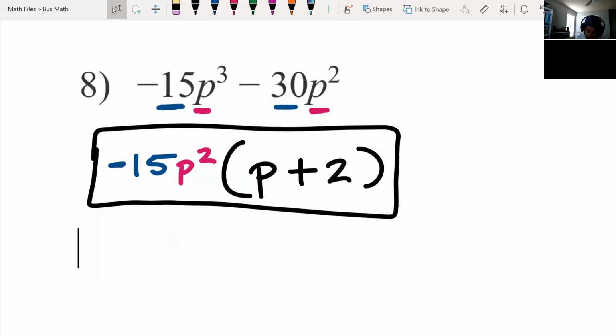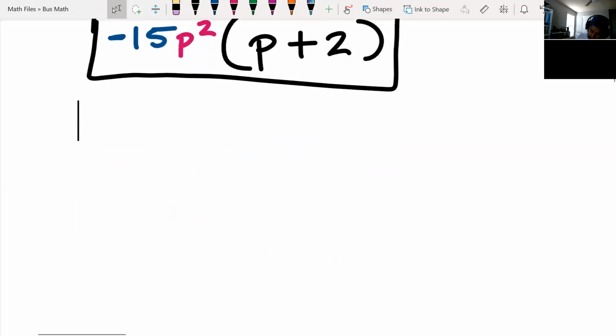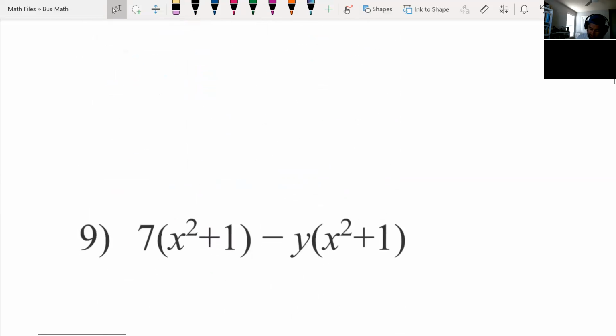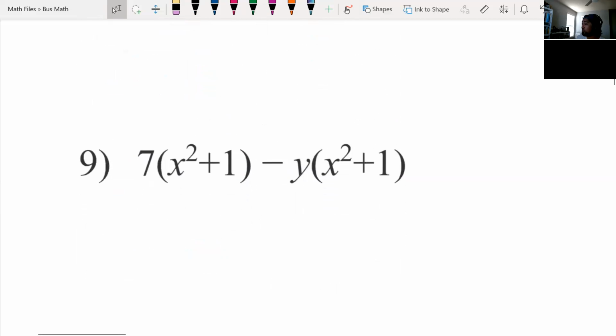All right, let's do it. All right, 9. So again, we look for things that are common and we look at the numbers first. So here's a 7. And again, I can put a 1 in front and there's a 1. So there's no common factor there other than 1, which means we move on to the next variable and we see there's a y here.